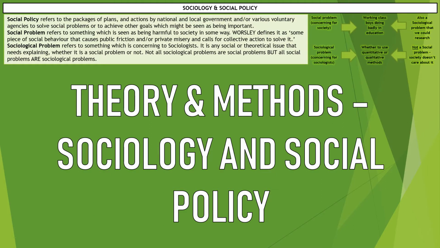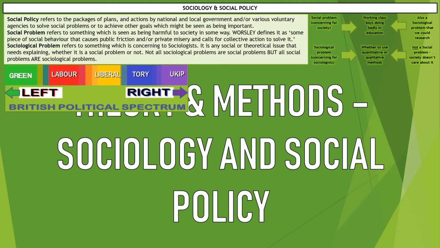By this I mean, just trying to emphasize this point, that boys underachieving in education is a sociological problem as well as a social problem. So boys' underachievement is a concern to sociologists and society. However, girls' overachievement in education is a sociological problem, something sociologists are interested in, but is not a social problem that wider society is worried about. So there is this overlap and these distinctions between sociological and social problems.